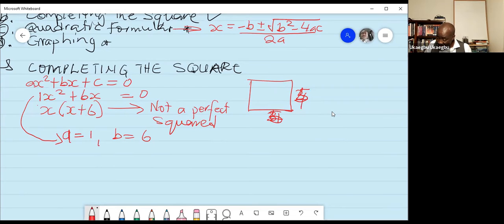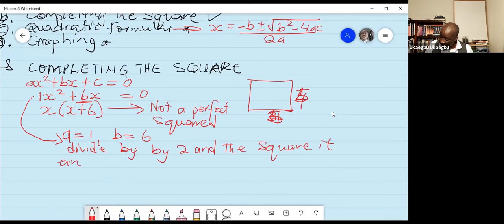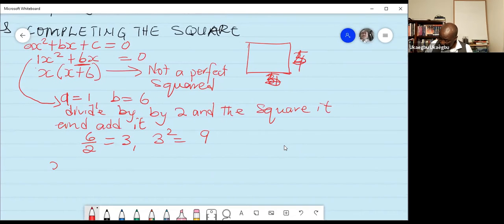So now look at this one. Divide b by 2 and then square it and add it to both sides. So what does that mean? 6 divided by 2 is 3. Then 3 squared is 9. Then add it to this expression. So you are adding, x squared plus 6x plus 9 equal to 0.